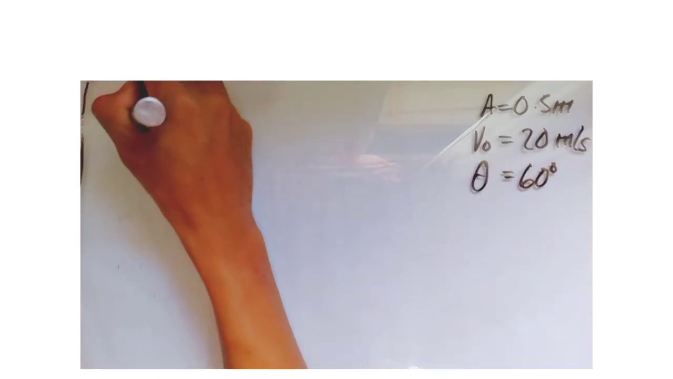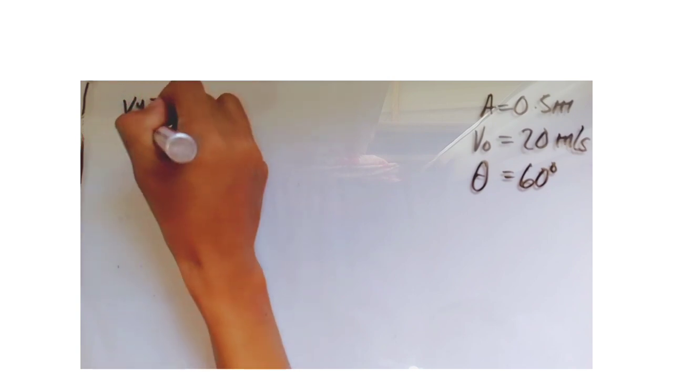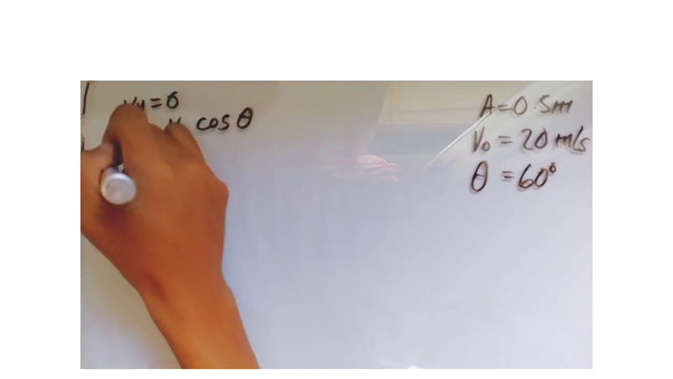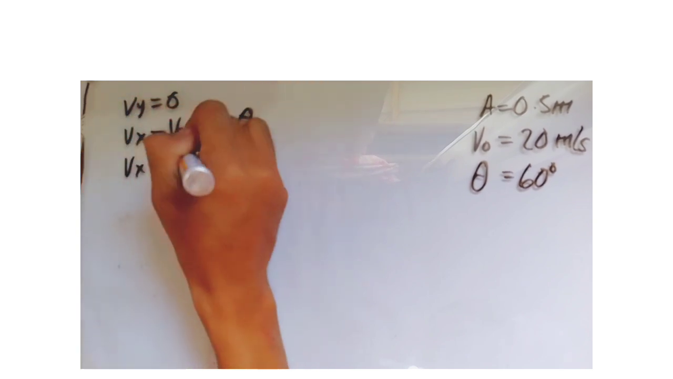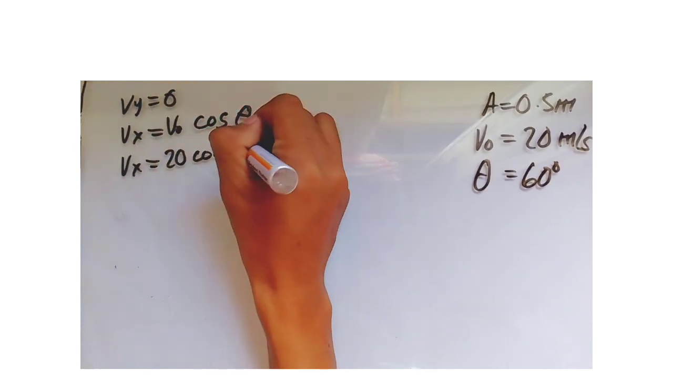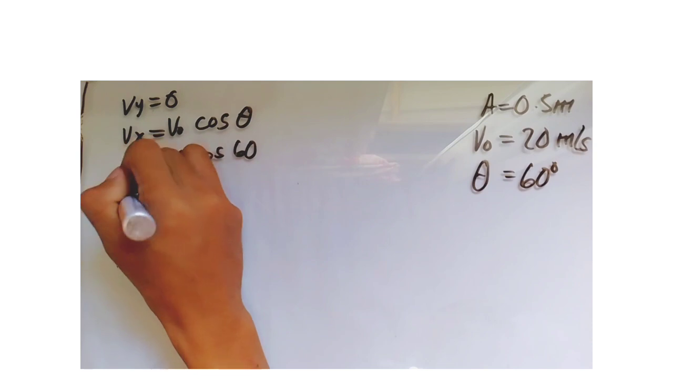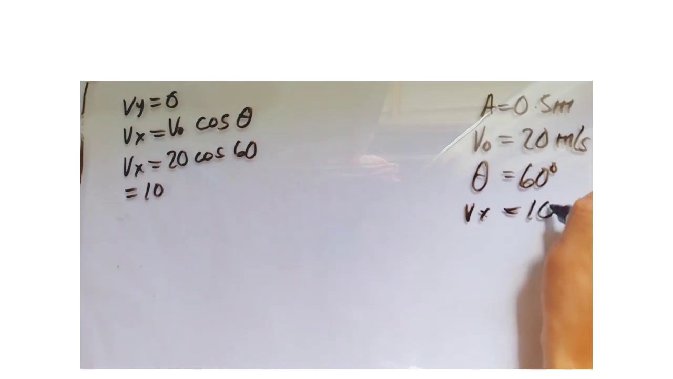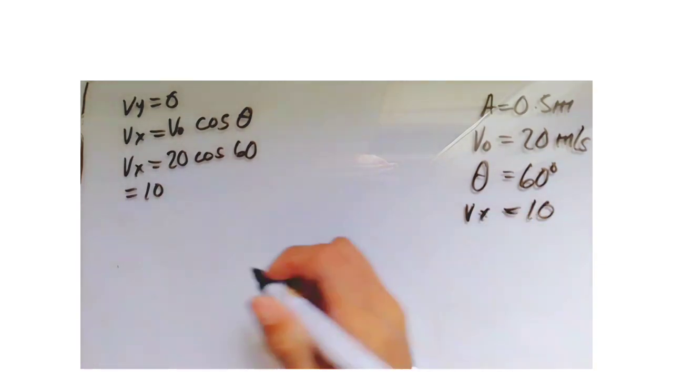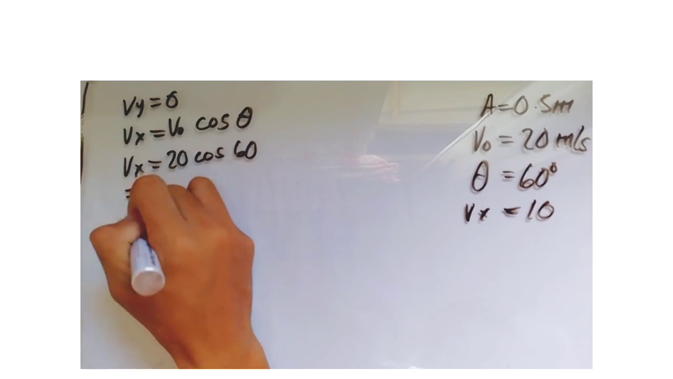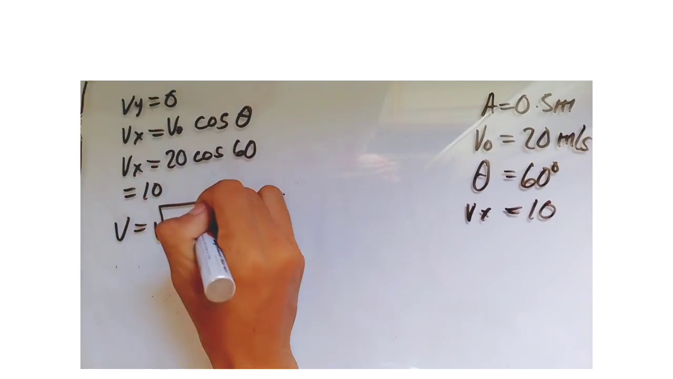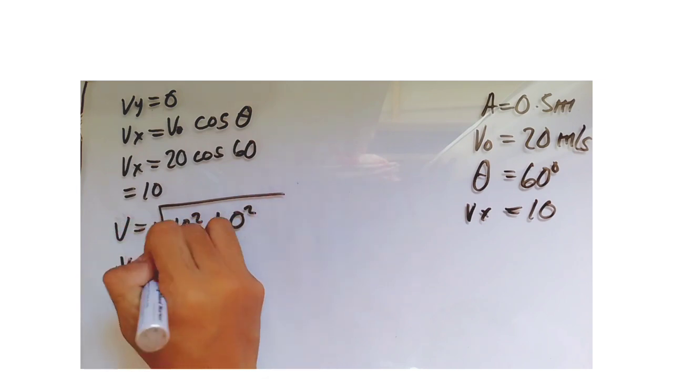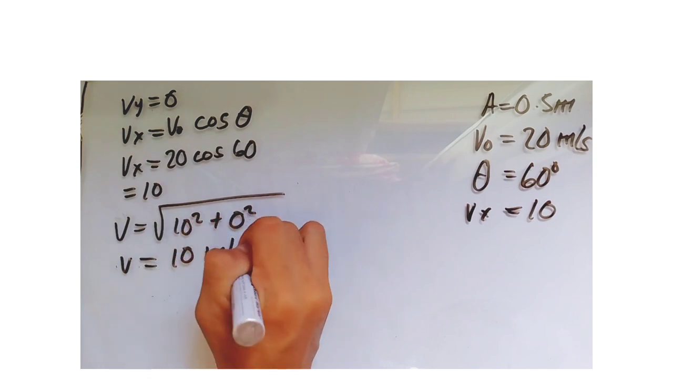So VY is equal to 0, VX is equal to V0 cos theta. VX is equal to 20 cos of 60, which is equal to 10. V is equal to the square root of 10 squared plus 0 squared, so V is equal to 10 meters per second.